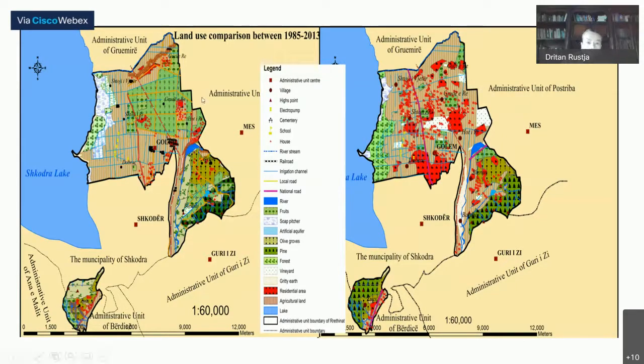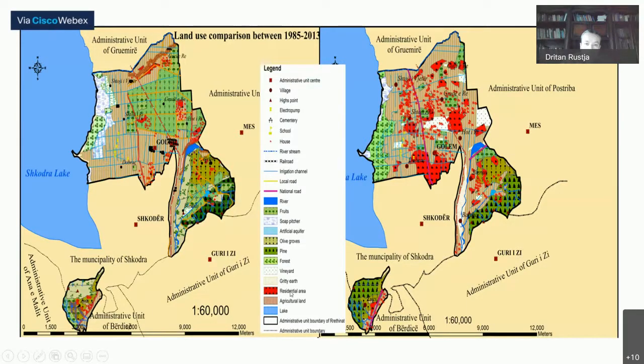So for the creation of the land use map of 1985, I have used a topographic map of the time. And for the creation of the land use map of 2013, I have used satellite data that I had in this position, an orthophoto map that was used for the legalization process in this area, and also field data from the area where I actually live.